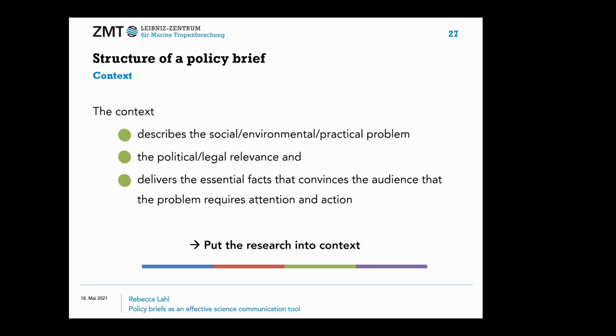Coming to the context, for us it's usually the second part of the policy brief. We would put the research into context. Here it's important to describe why the problem you address is socially, environmentally, or practically relevant. What is the political or legal relevance? It also delivers some essential facts that convince the audience that the problem requires attention.